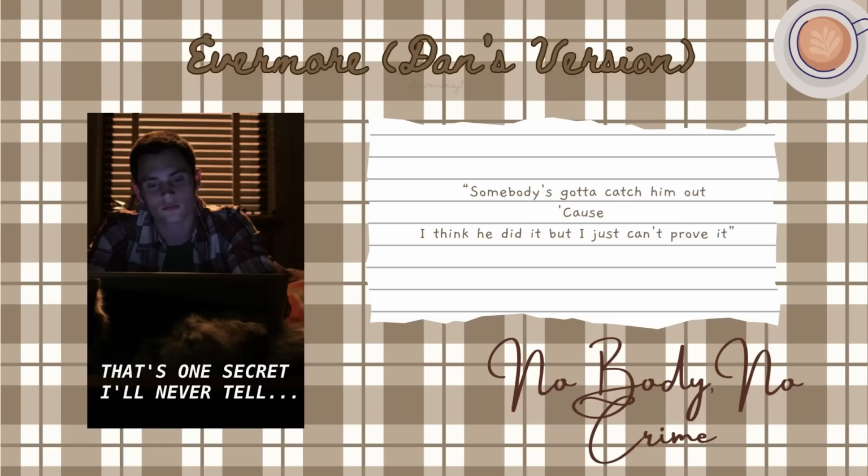And then lastly, this one for me was just kind of a funny one. And I went with No Body, No Crime. And specifically, "Somebody's got to catch him out, because I think he did it, but I just can't prove it." And obviously, for me, this is him being Gossip Girl, the big secret of the show. Yeah, the fact that he is Gossip Girl the whole time and nobody is ever able to catch him out. Like, until the very end, really. Nate gets kind of close, but ultimately it is Dan that comes forward and admits that it was him.